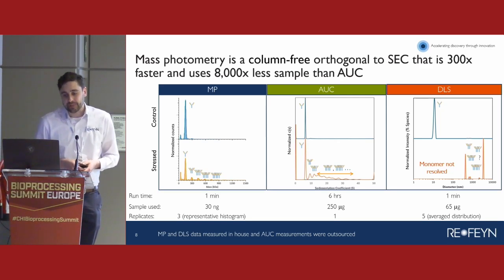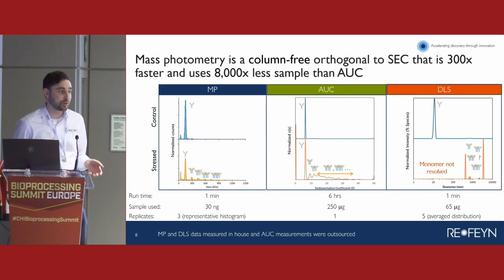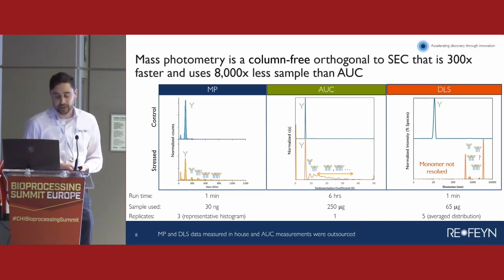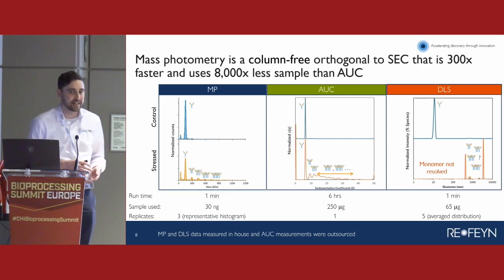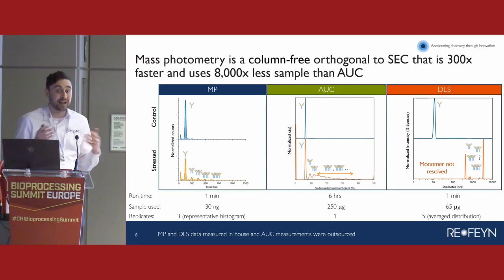And where we compare across different column-free technologies, which are important to do as an orthogonal method to column-based technologies, we can see that MP has major advantages against both AUC and DLS. In the MP data, you can very easily see baseline resolved fractions for the dimer, trimer, and tetramer peaks, which you can make out in the AUC, but is a lot less clear. And in the DLS, you're really just seeing that there is some aggregation there with very few details in terms of what's actually in your aggregated populations.